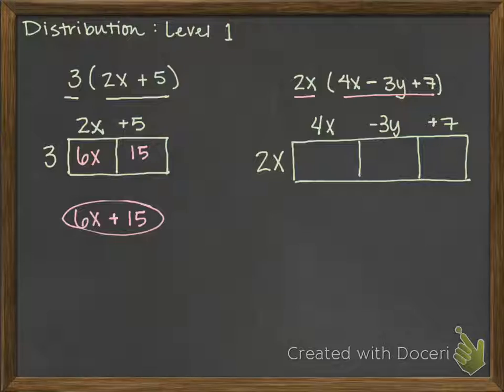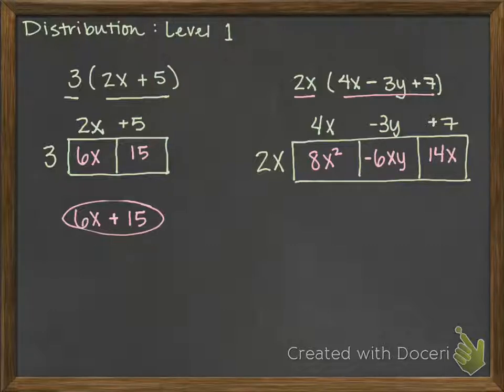So we have 2x times 4x. I know 2 times 4 gives me 8, and x times x is going to give me x squared, so for that term I have 8x squared. Then we have 2x times negative 3y. Once again, I'm going to multiply the numbers first, so 2 times negative 3 is going to give me negative 6. And there are no exponents to deal with here, so I just have negative 6xy. And then finally, we have 2x times 7, which is going to give us 14x.